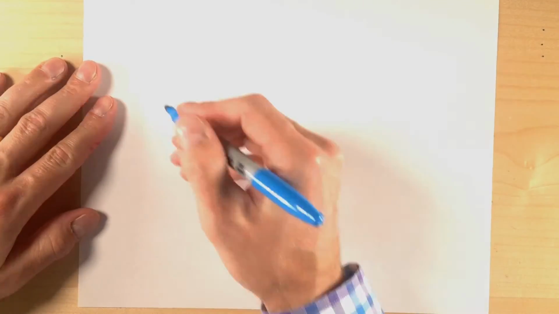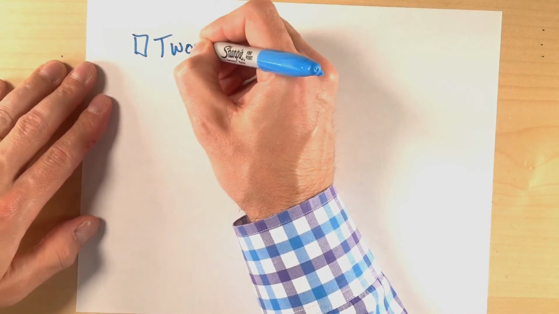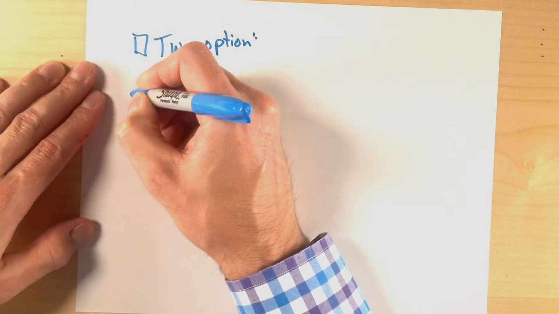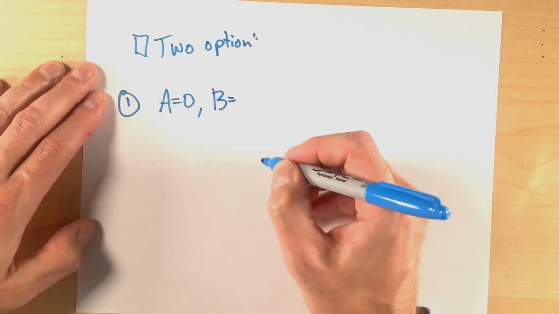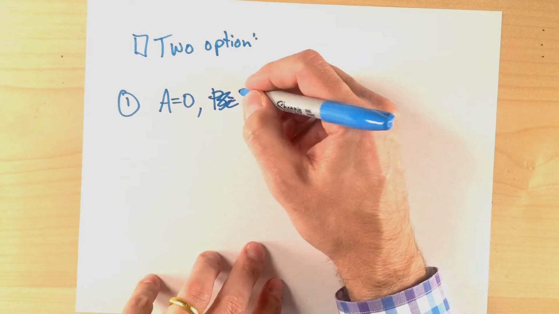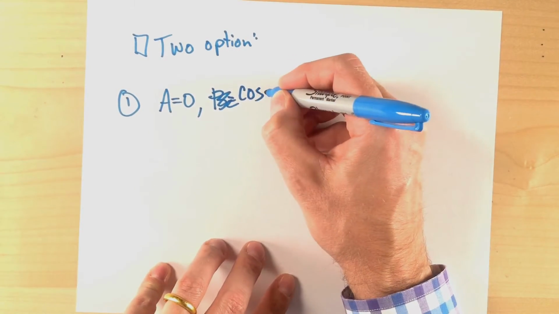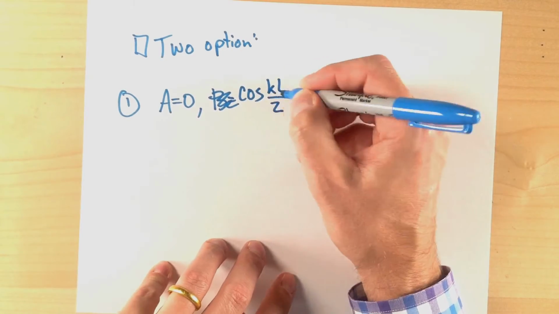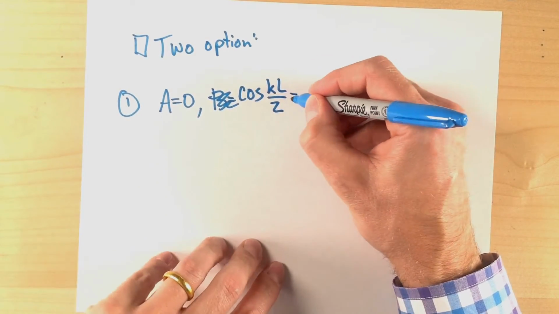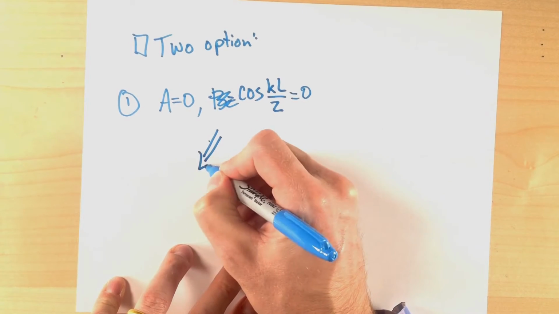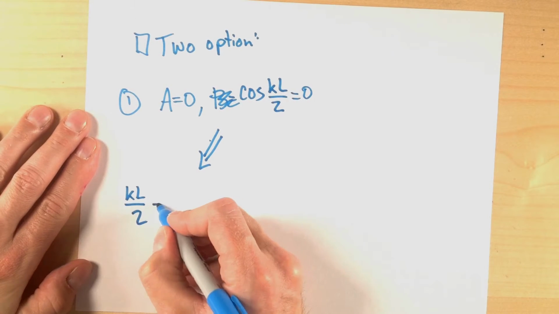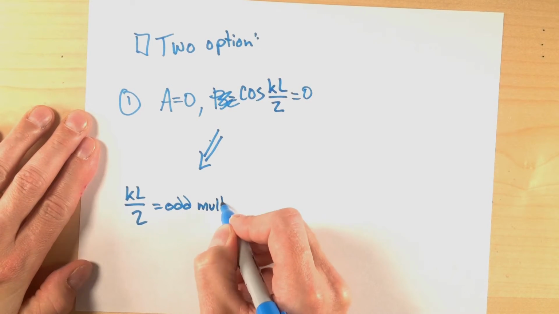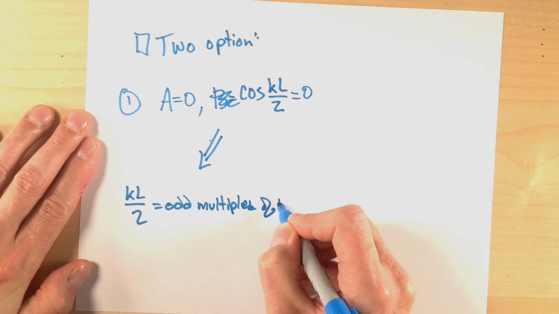If that's what we must satisfy, we have two options. The first option is that the first amplitude a is 0, and the second term leads to cosine of k times L over 2 equal to 0. This leads to a bunch of solutions that say that k times L divided by 2 are odd multiples of pi over 2.